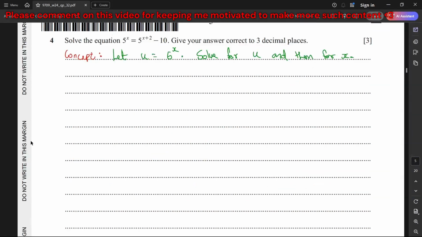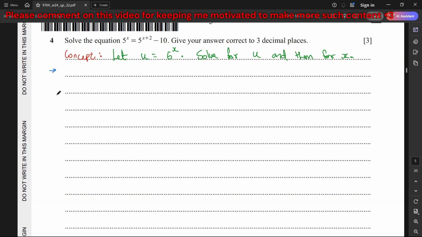It's the complex conjugate that we have got for this complex number to exist. Now for the next question, that is our question 4, we are asked to solve this equation 5 power of x equal to 5 power of x plus 2 minus 10, where we are asked to give our answer correct to 3 decimal places. So over here, I said in the concept that we can assume that u is equal to 5 power of x and convert the whole equation in terms of u. Then first solve for u, and then we can convert that u in format of x by using the logarithmic rules over here.